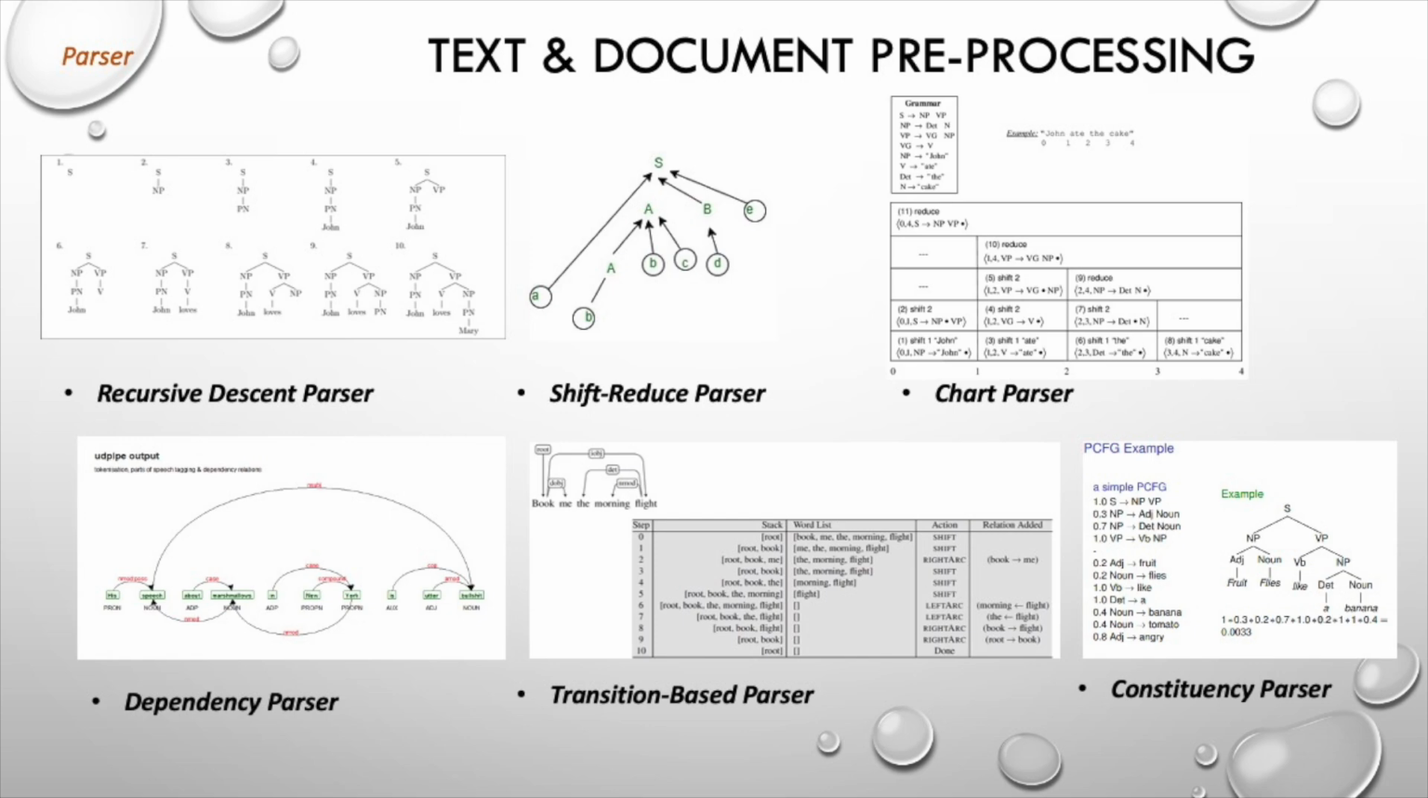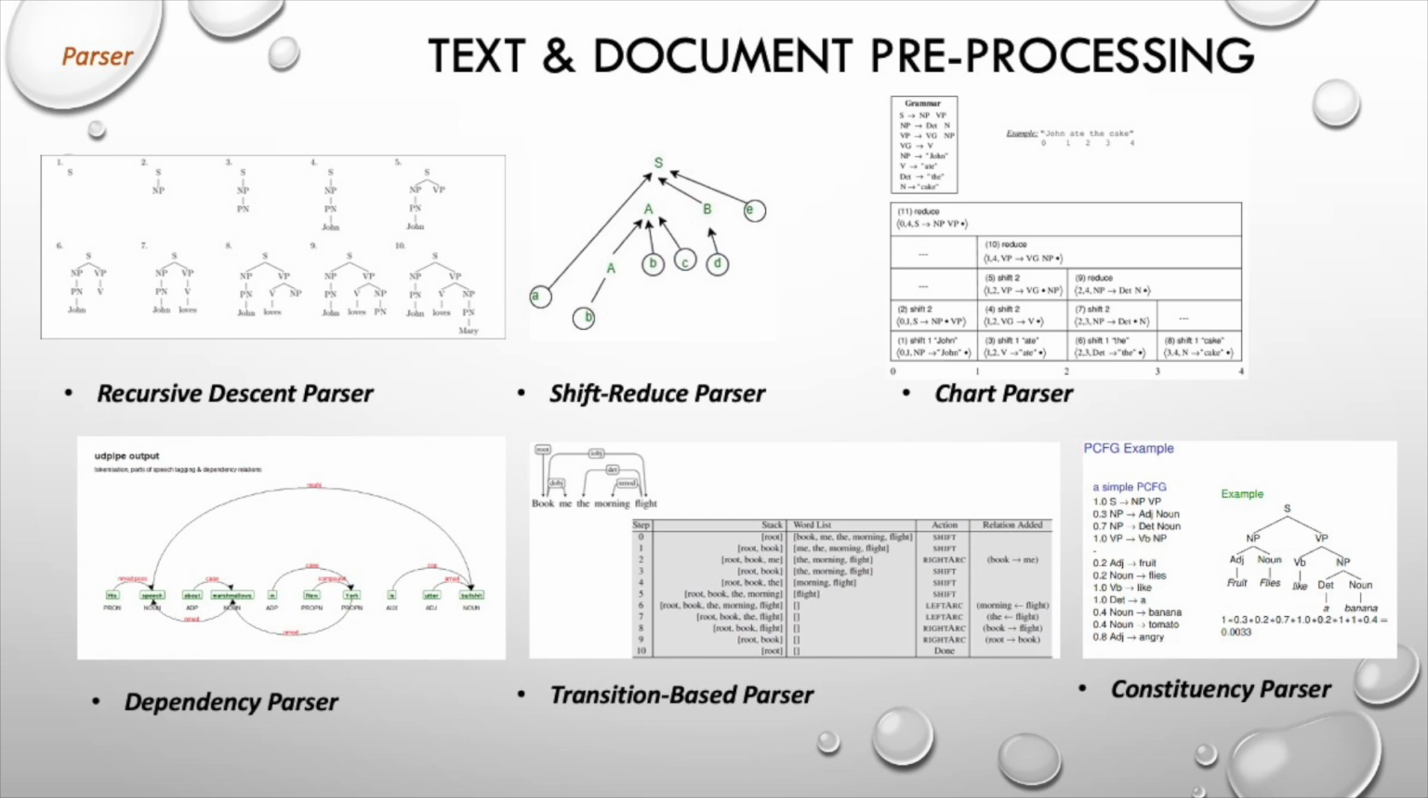Dependency parser. Dependency parsing focuses on determining the grammatical relationships between words in a sentence. Instead of constructing a parse tree, dependency parsers represent the syntactic structure using directed links between words, where each word depends on another word in the sentence. Dependency parsing is widely used in tasks such as information extraction, relation extraction, and syntactic analysis.